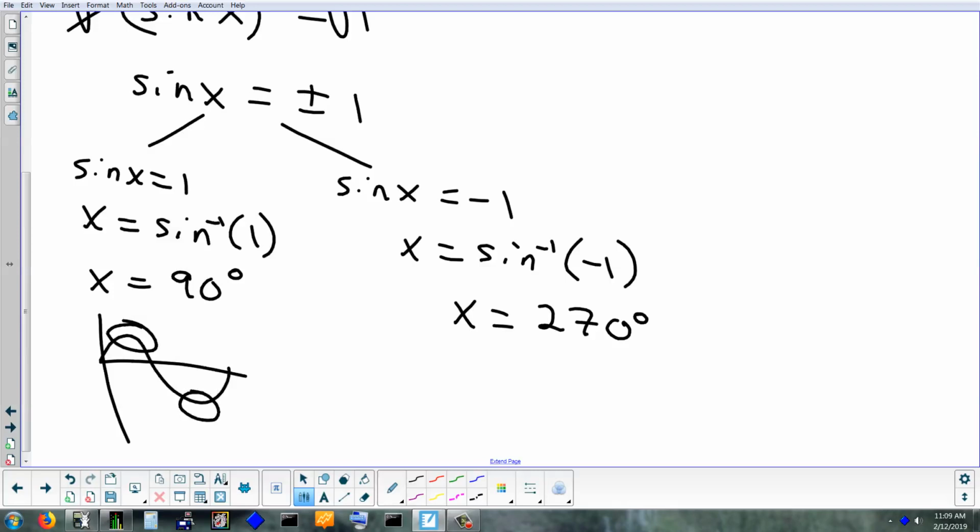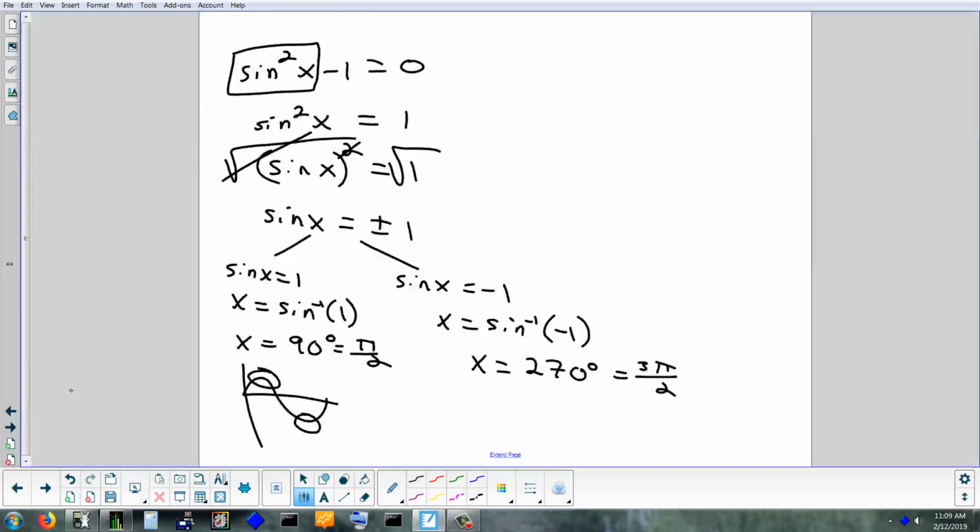Now, they did specifically say the interval from 0 to 2 pi. So they probably wanted radians for answers. So you should have had pi over 2 and 3 pi over 2. But if you got to 90 and 270, you did it right. You got the whole thing. You just change it to radians. Okay. Any other questions on that one?